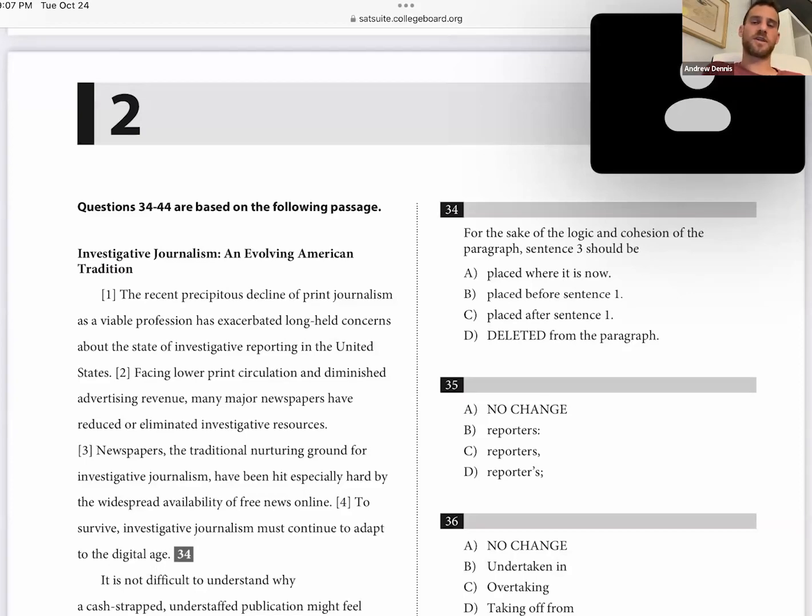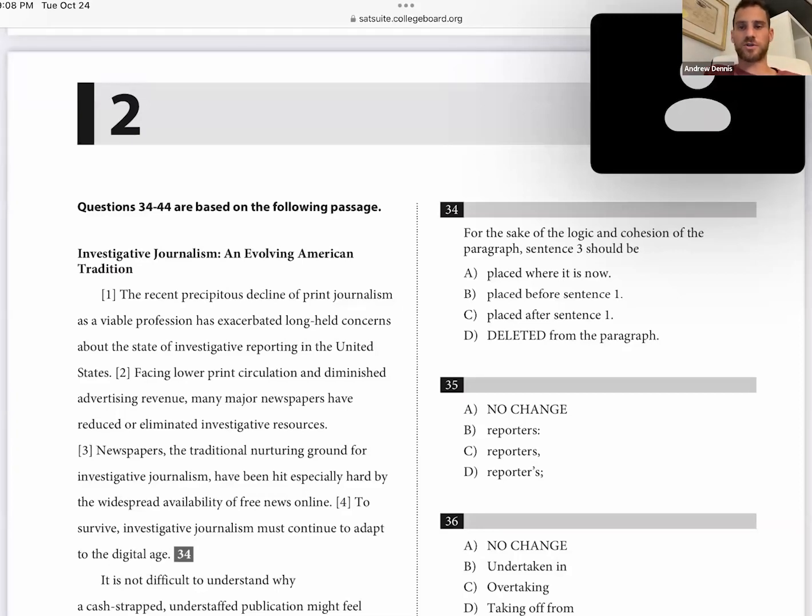I know I read it differently than you answered it, but I think that makes the most sense to put it in the second sentence. Why? Because they talk about newspapers in the second sentence, but they never introduced the concept of newspapers, right? Facing lower print circulation and diminished advertising revenue, many major newspapers have reduced or eliminated investigative resources. Newspapers, and now you introduce newspapers. It makes more sense to introduce newspapers.